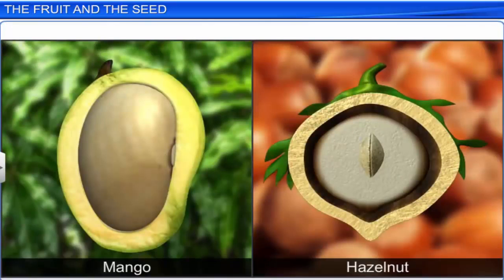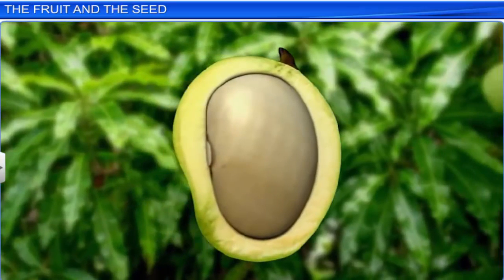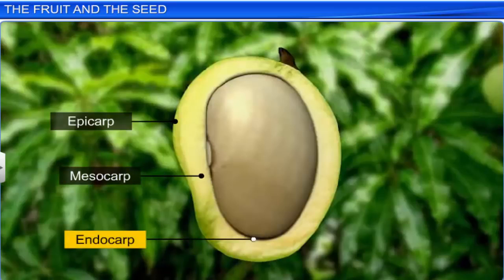Typically, a fruit is made up of 2 parts: the pericarp and the seed. The pericarp is the fruit wall, and it can be thick and fleshy as in mango, or dry as in hazelnut. In the mango, the pericarp is differentiated into 3 distinct layers: the epicarp, which is the outermost layer or peel, the mesocarp, which is the thick pulpy middle layer, and the endocarp, which is the innermost layer that directly surrounds the seed.